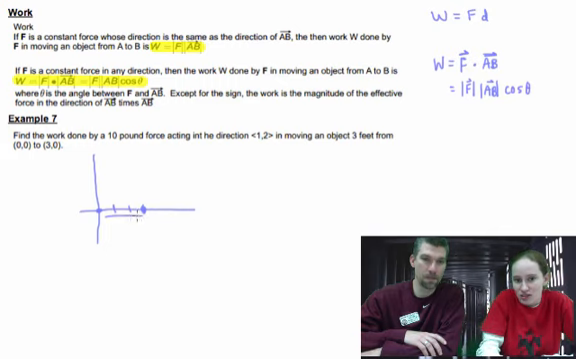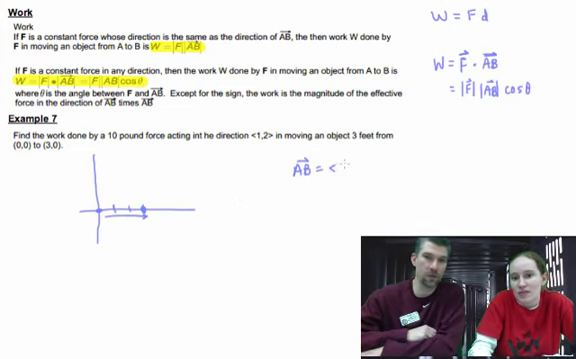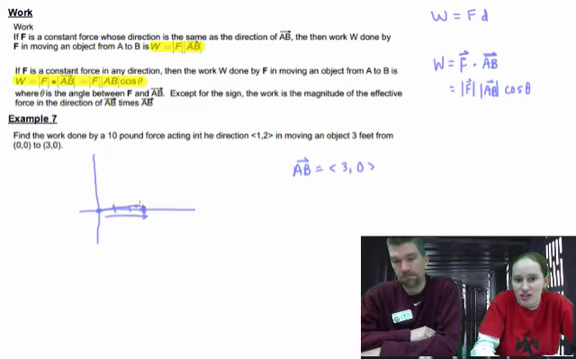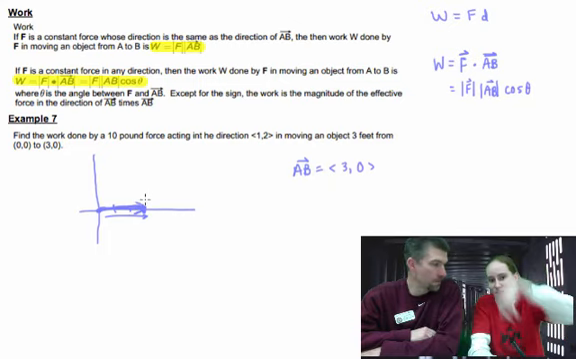Okay, so our vector AB is... This is an easy one. It's going to be 3, 0, because it's this vector going along the horizontal line here. It's only going 3 to the right, and it's not going up or down.